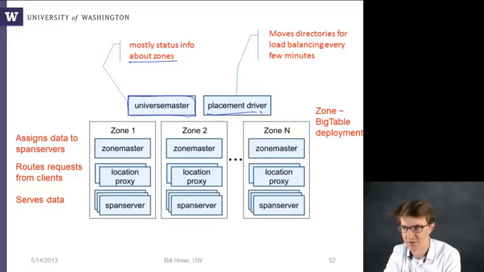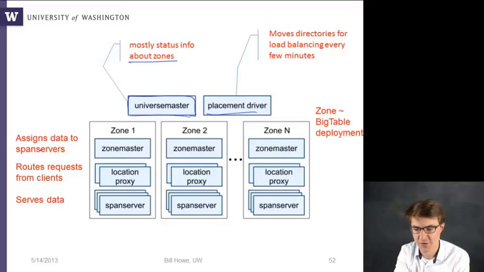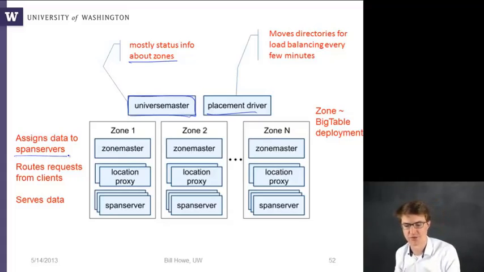Then there's a placement driver that's responsible for moving these directory sets of records around for load balancing purposes, and this happens on the scale of every few minutes. Then within a zone, there's a zone master that assigns data to span servers. There's a location proxy that knows where everything is and routes requests to the appropriate span server. And then the span servers themselves serve data. Here it's starting to look a little bit more like Bigtable. A zone is essentially an individual Bigtable deployment. Okay.